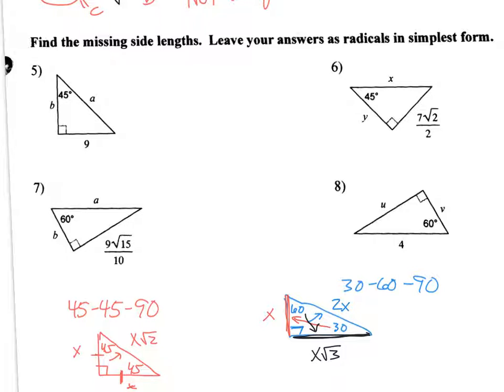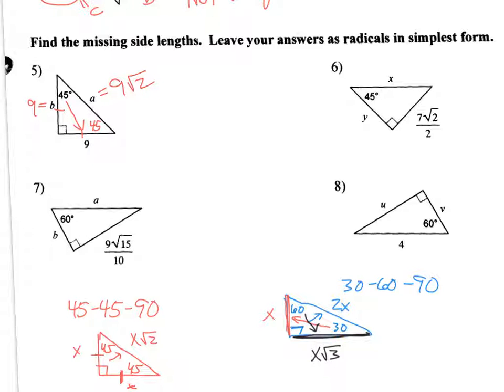Now what we're going to do is apply those rules to working these problems. So real quickly, in a 45, 45, 90, this is a leg because it's across from 45. Since it's 45, that means this is 45, so it's isosceles. Those are the same, which means B is also 9. And then going back to my rule down here at the bottom, to get the hypotenuse, I take the leg and multiply by the square root of 2. So I get 9 times square root of 2.